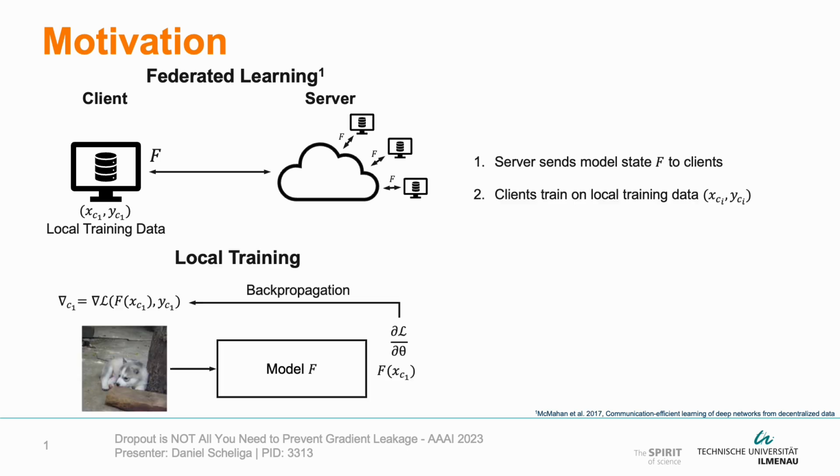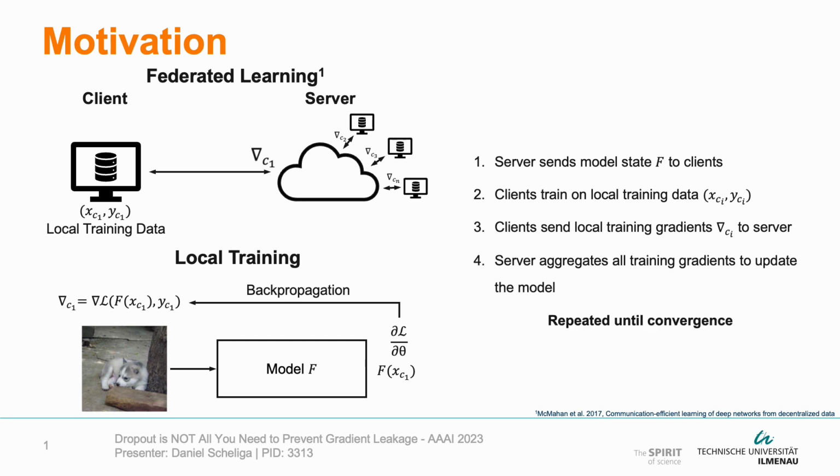When the clients receive the current model state, they locally train the model with their own private training data. The clients then send the accumulated local training gradient back to the server. When the server has received the gradients of all participating clients, it aggregates them and updates the model. This process is then repeated until the training loss converges.